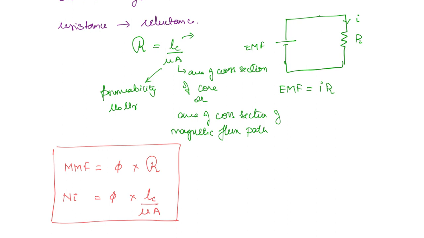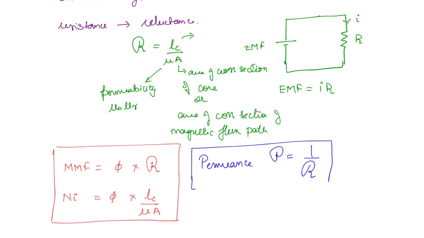One more quantity here is the permeance. This is nothing but the inverse of the reluctance. What will be the analogous quantity in electric circuits? It is the conductance. So permeance is analogous to the conductance in electric circuits.